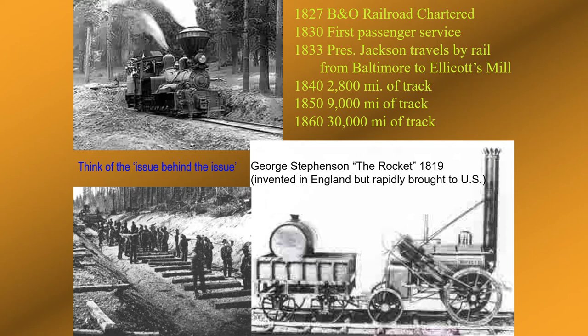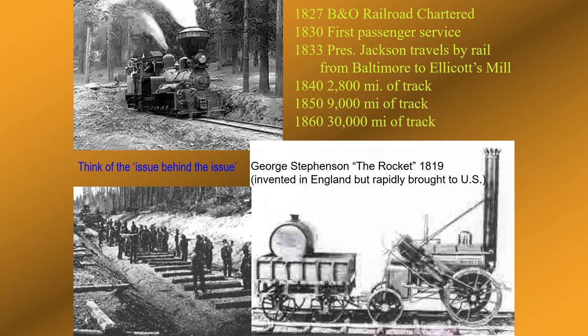Now think. All you guys do in this class is think. That in 1860, 30,000 miles of track. But that's 60,000 miles of rail, there are two rails on each track. So let's think of the issue behind the issue then. How much iron goes into one of these locomotives? How much iron, how much steel goes into the actual track? How many surveyors to go out there and put the railroad track in? That's that picture on the lower left.